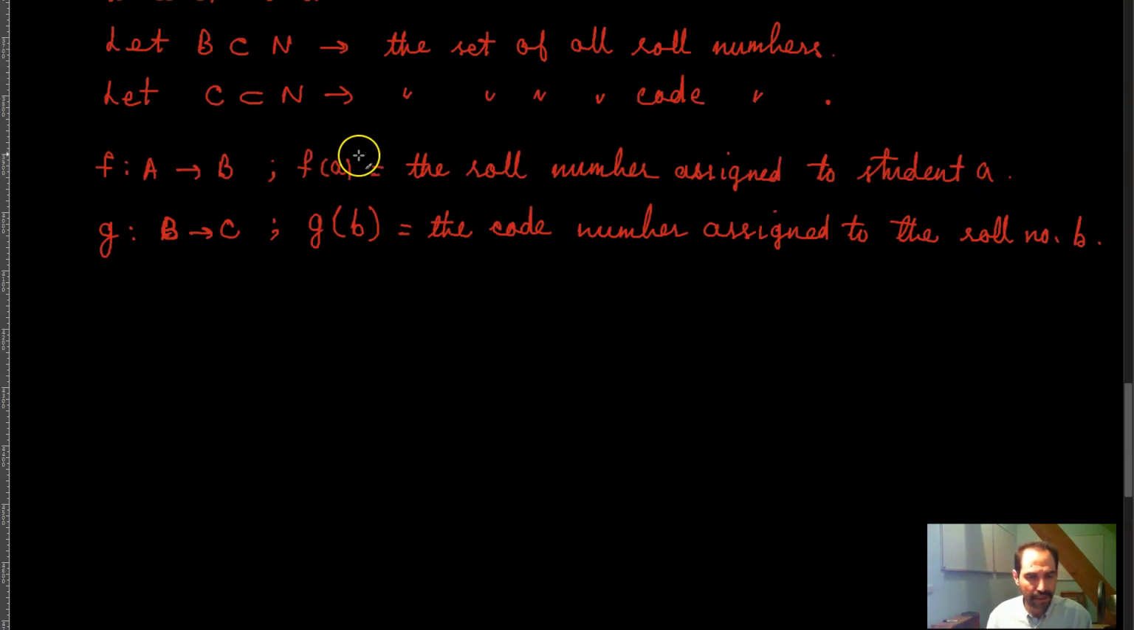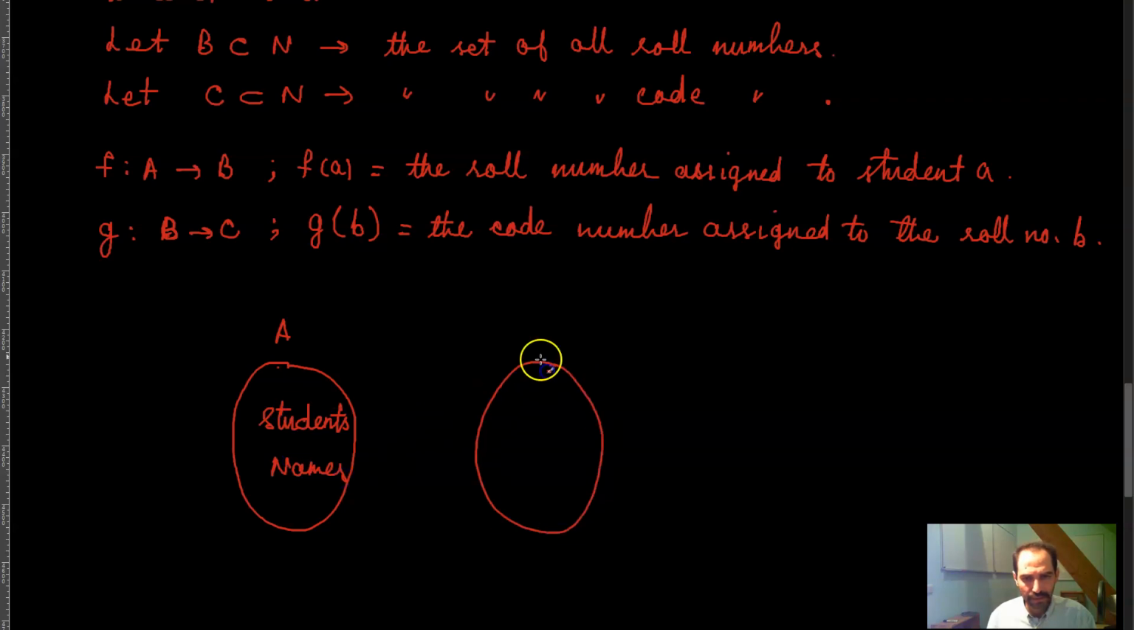That means the domain of this function f is A, which is the set of all of those students, and the codomain of that function is the set of all roll numbers. So you have a set A over here, which is students' names, and then you have this set B over here, which is the set of all roll numbers.